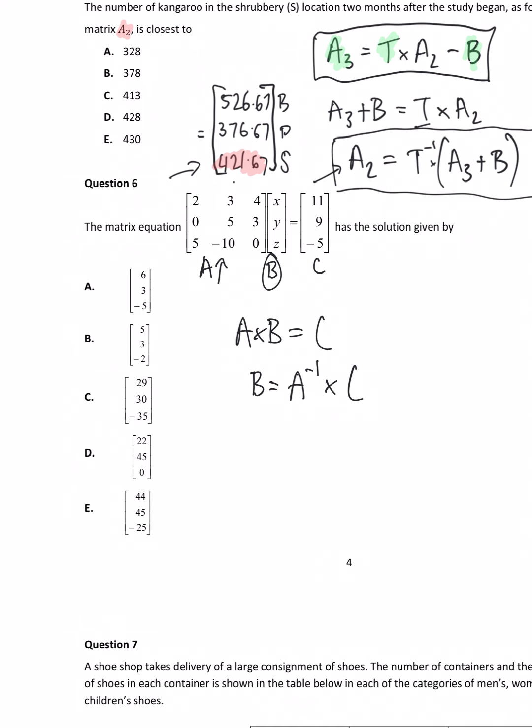I'll quickly do that. What that gets us is 5, 3, and -2. A common mistake there, guys, is to forget to include that to the power of -1 as well. So the answer is B.